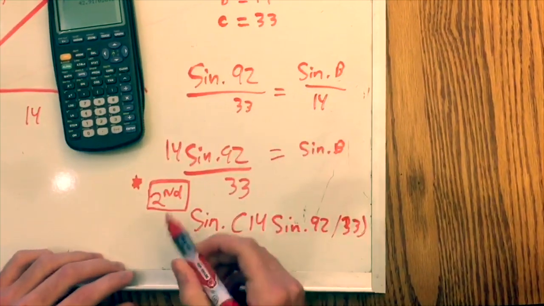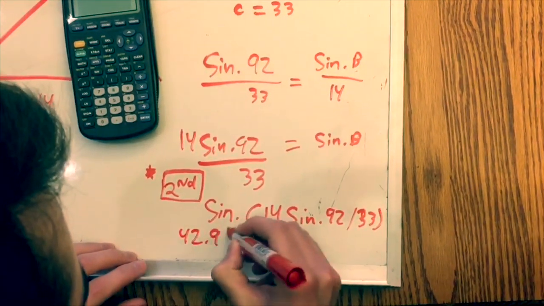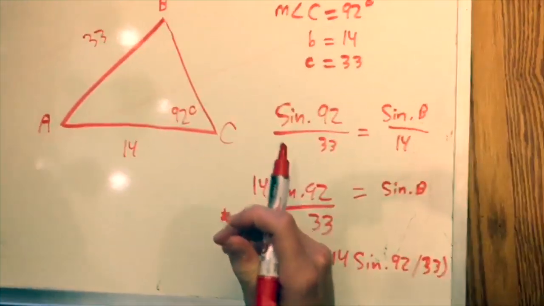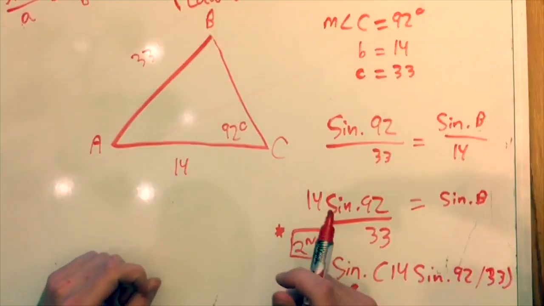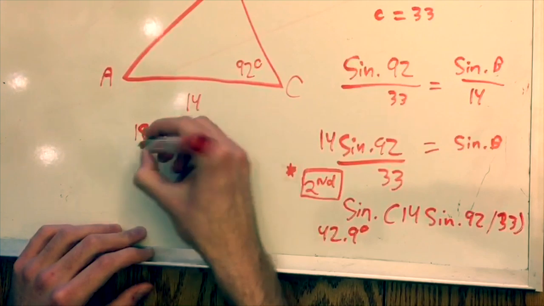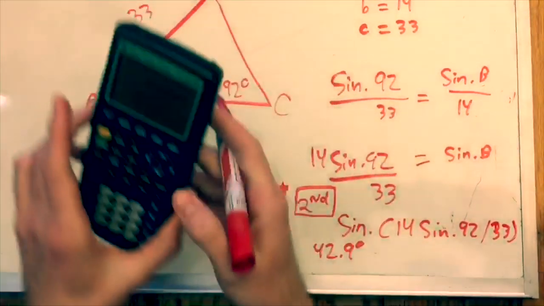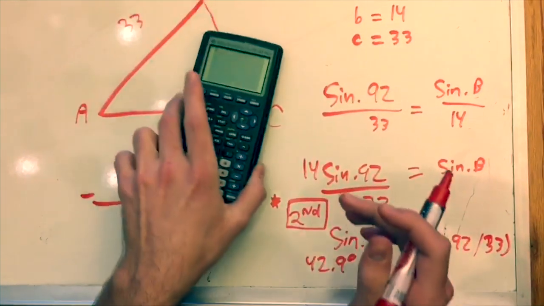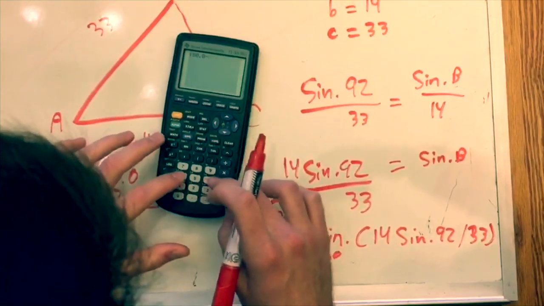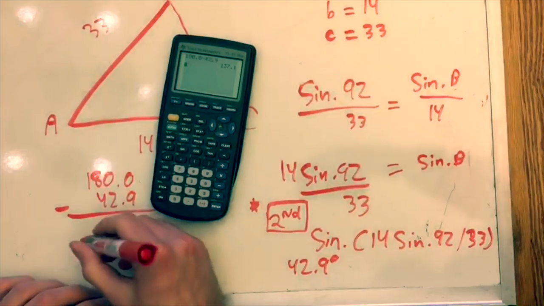In this case, the answer for angle B would be 42.9. Once you get this angle measurement, you have to subtract it from 180. I'll just do that in the calculator right here. That'd be 137.1.